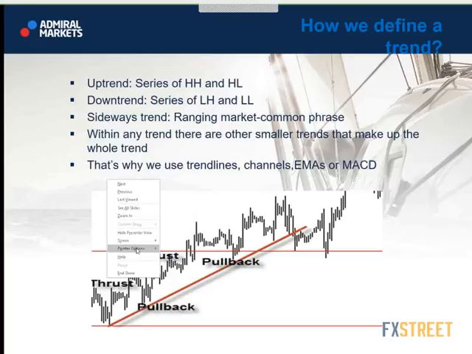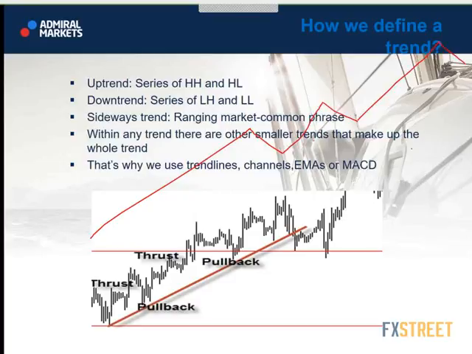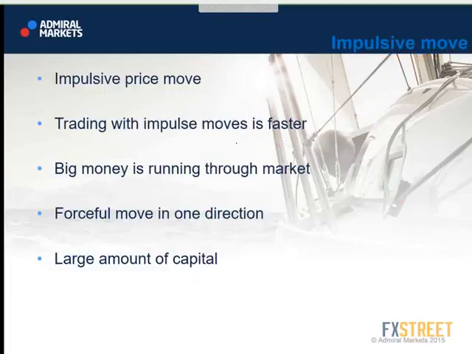You probably know that each trend has a thrust, an impulsive move, and a correction, a loss of momentum, or retracement. Thrust, pullback, thrust, pullback. Downtrend is the same. We have a thrust, then pullback, thrust and pullback, thrust and pullback. We call it a bullish and bearish zigzag.